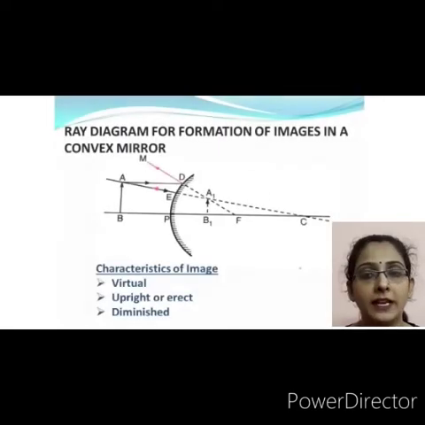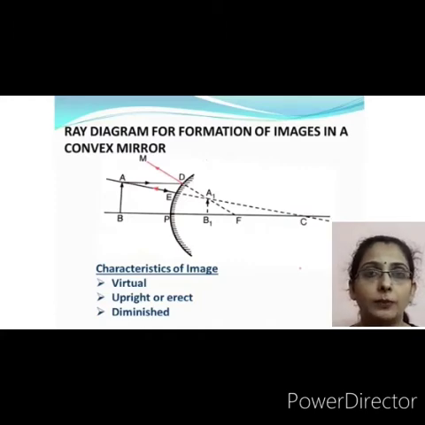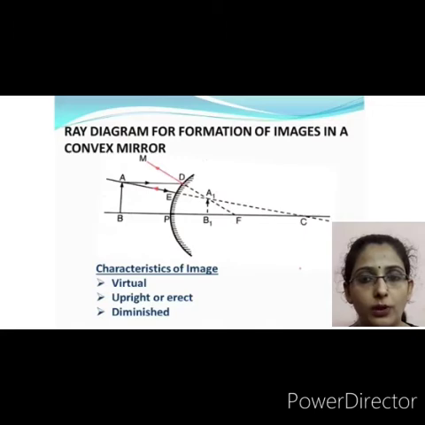Next topic is ray diagram for formation of images in a convex mirror. Children, in a convex mirror, there is only one case because wherever we keep the object in front of the mirror, the image formed will be the same. Whenever the object is kept, the image is formed between the pole and the focus F, on the other side of the mirror, not on the same side where the object is.